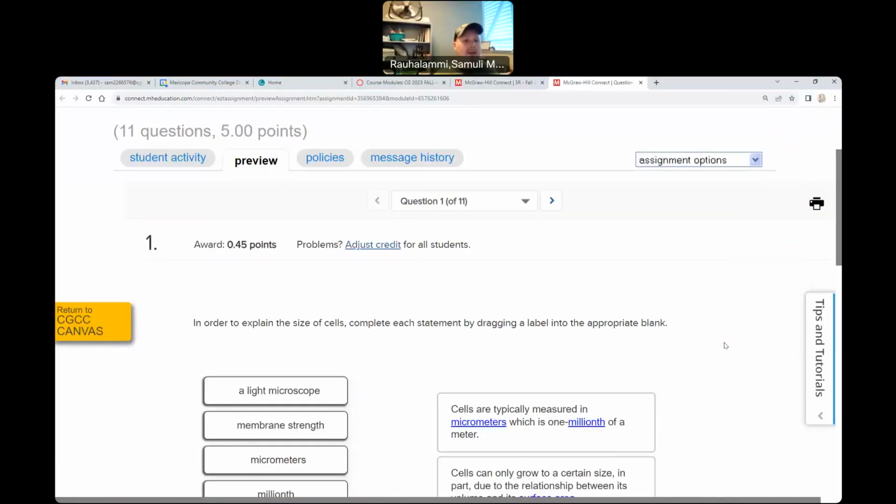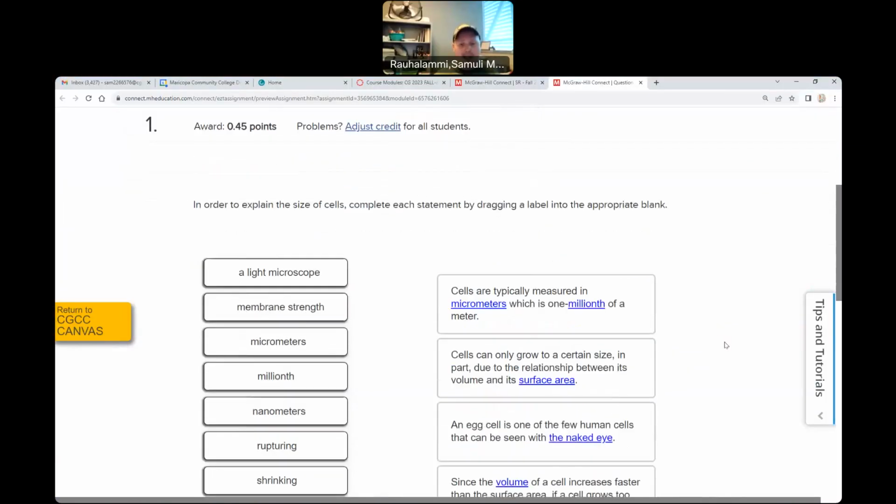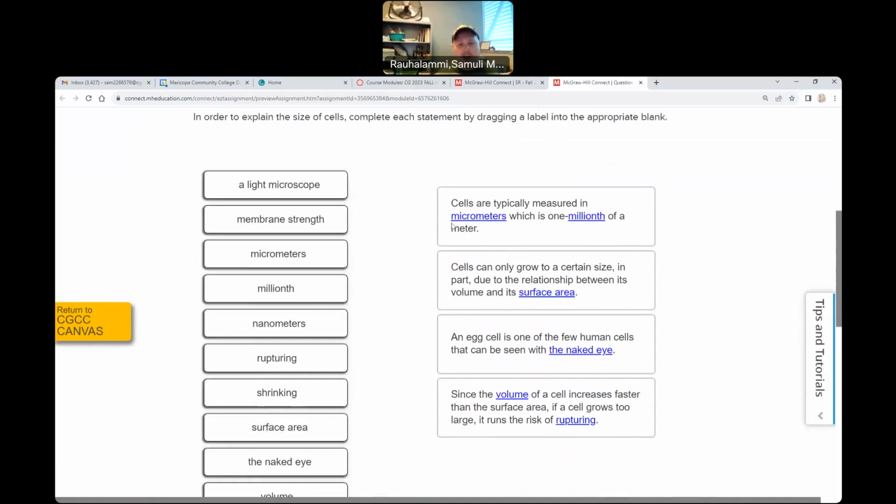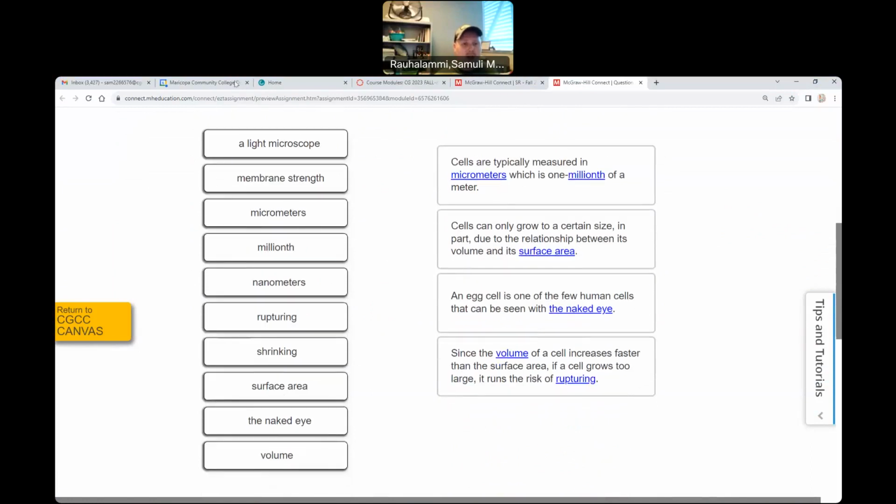And on here, we'll see that we've got 11 questions. Again, the first question shows us 4 statements, and you're challenged with choosing correct terms to complete those statements. So the first statement reads that cells are typically measured in micrometers, which is 1/1,000,000th of a meter.